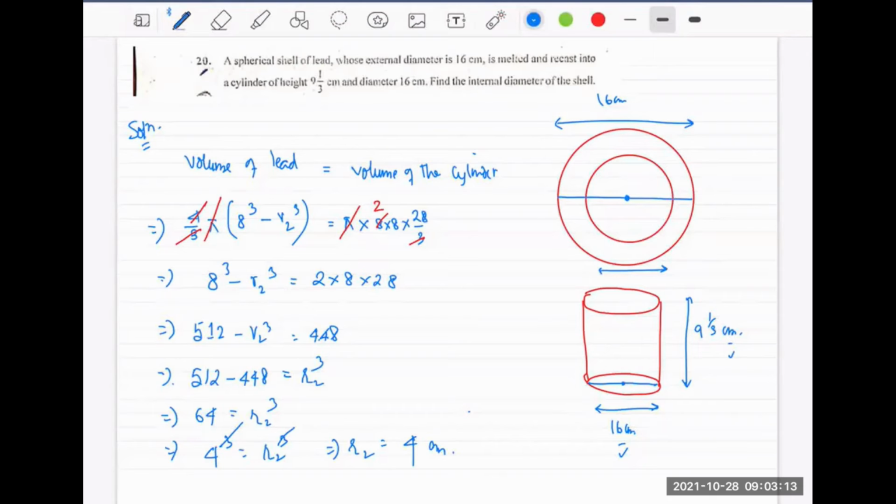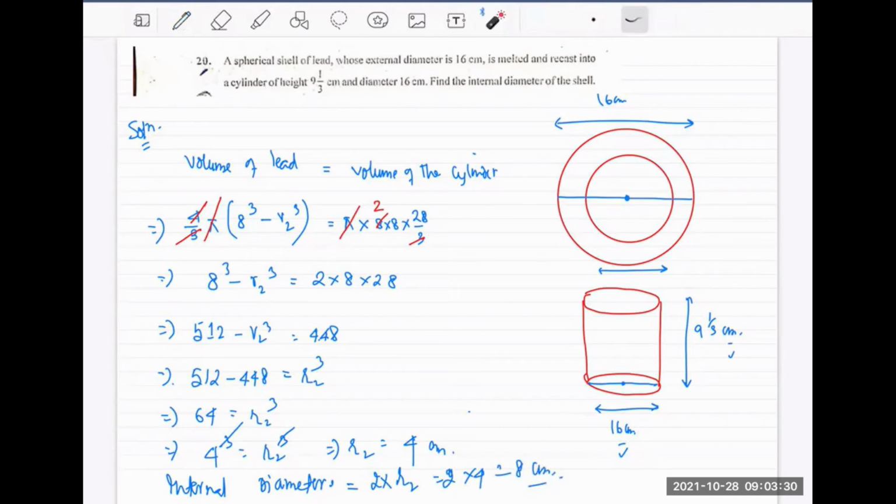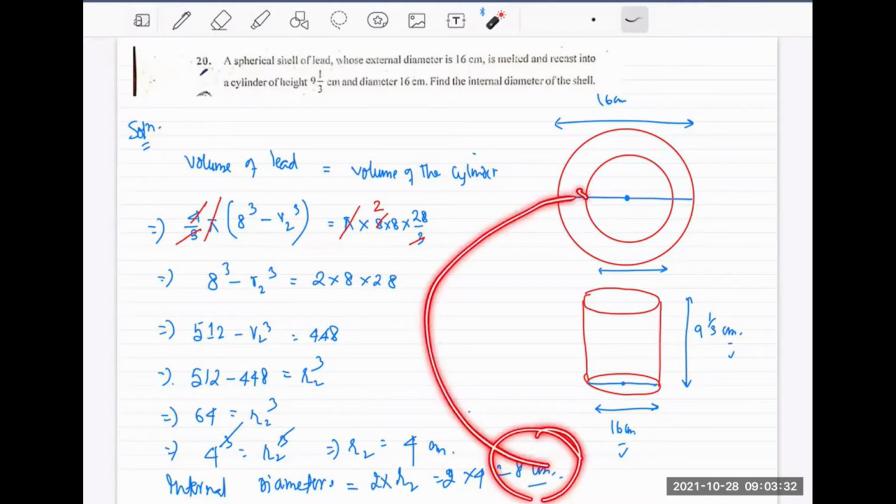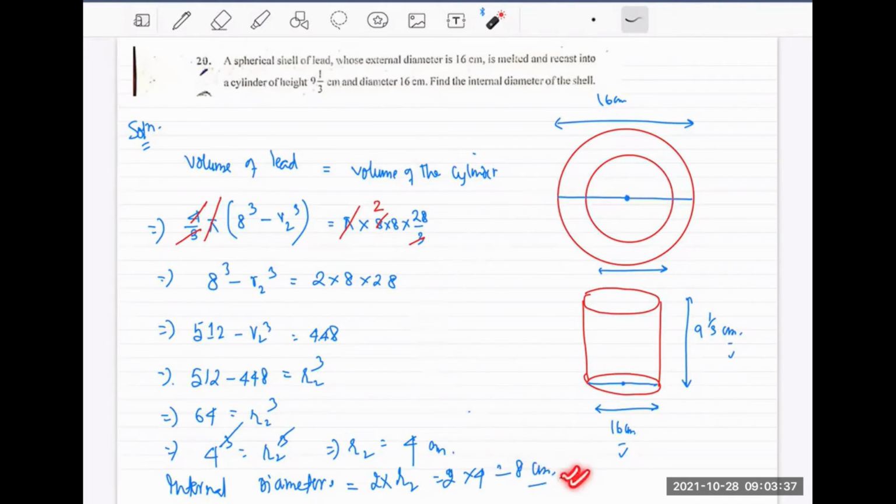So how much is the internal radius then? Sorry, internal diameter. Internal diameter, you have to multiply R2 by 2. So it will be 2 into 4, which will be 8 centimeter. So we know 8 centimeter is the internal diameter from here. Okay, this ends your answer. This is your required answer right now. Okay, copy.